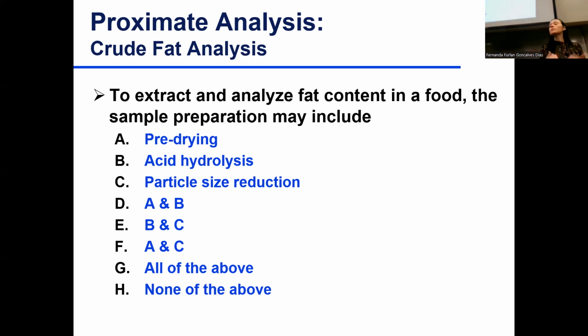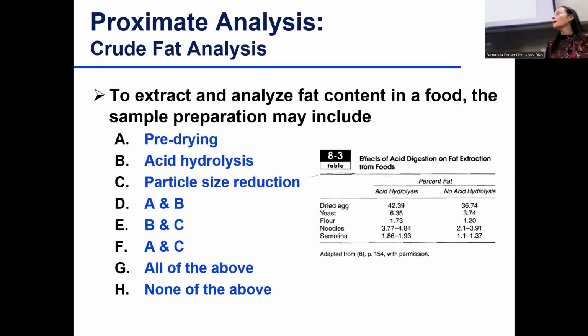So that's all usually what we do before. Some methods do not require pre-drying, but usually all the above is what I would go for. And if you look here, while we do acid hydrolysis, you have percent fat. Dried egg, for example, you see with no acid hydrolysis and acid hydrolysis, you significantly increase for basically all of the compounds the amount of fat, because you help release the entrapped fat that you just cannot get when you just wash with a solvent. Is that clear? Cool.